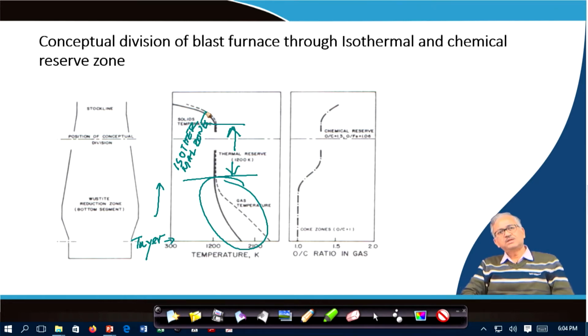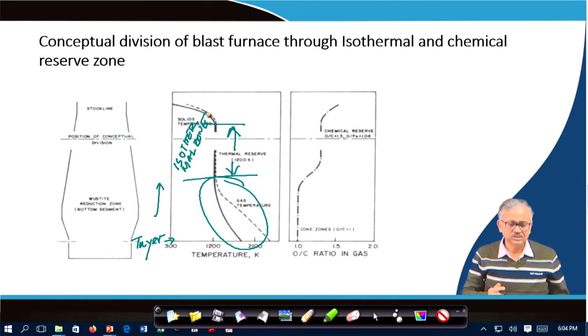Practically speaking, it can be 800 to 1000 degrees centigrade, but the average temperature you can say is 900 degrees centigrade. So, in this region the temperature remains constant at around 900 degrees centigrade. This is called the isothermal zone or thermal reserve zone.